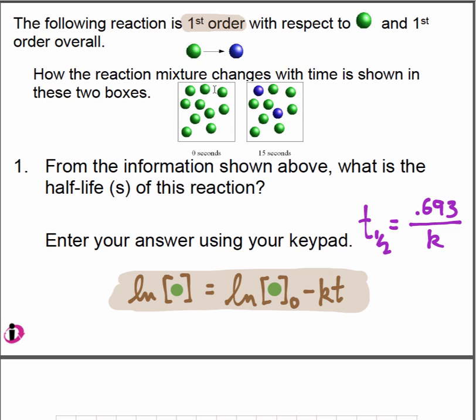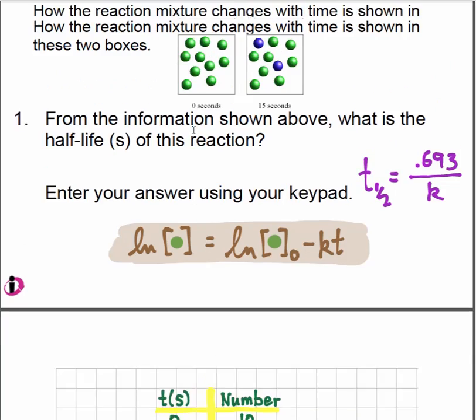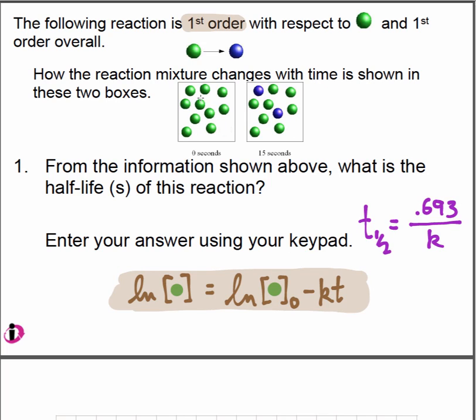Did I count that right? 10? I did, 10. 10 green reactants initially at time equals 0. Then 15 seconds later, as the reaction proceeds in the forward direction, left to right, to make these blue spheres as products, I make 2 blue spheres after 15 seconds, and the rest of the green ones are left unreacted.